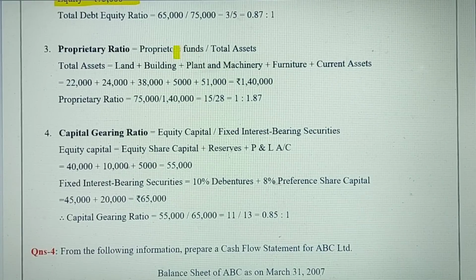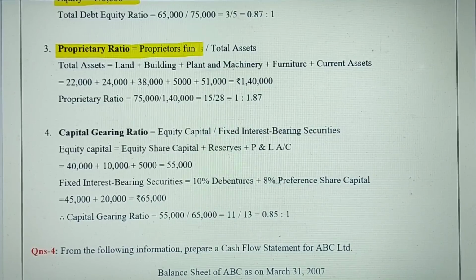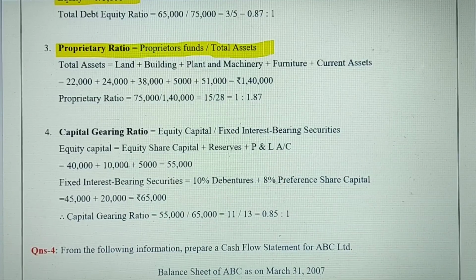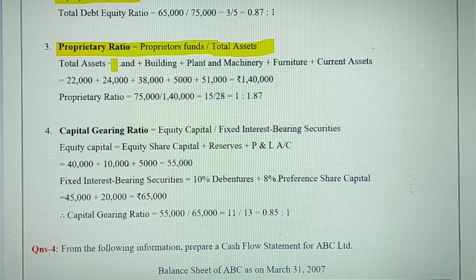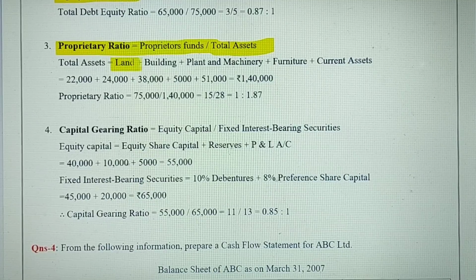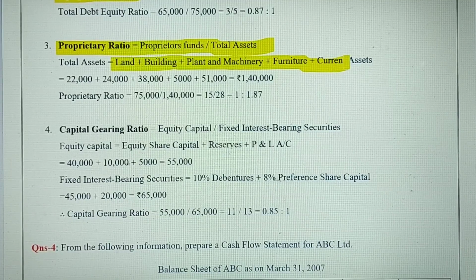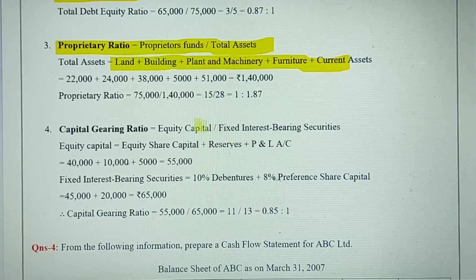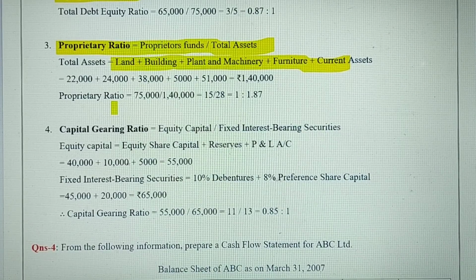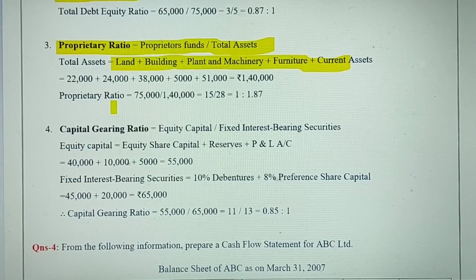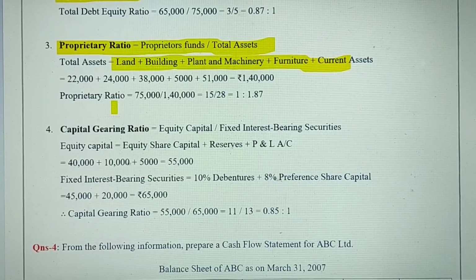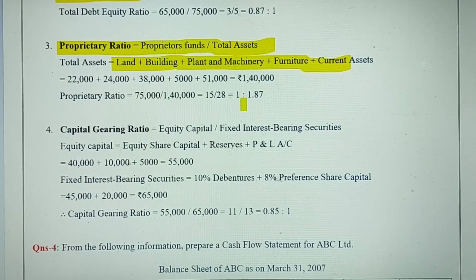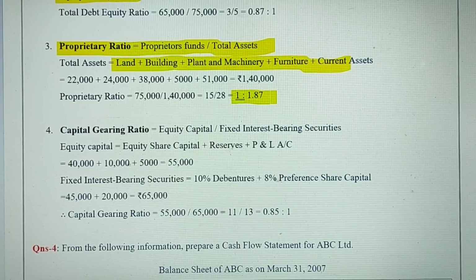Now to calculate proprietary ratio, we use this formula, proprietors fund by total assets. Now total assets, that means all fixed and current assets. So these are all you need to add from the balance sheet asset side, and divide by proprietors fund, that is the equity share capital and preference share capital. So you need to divide this to get this answer.